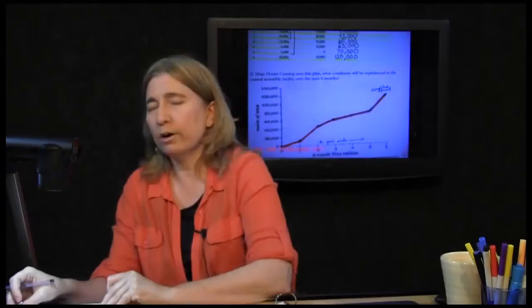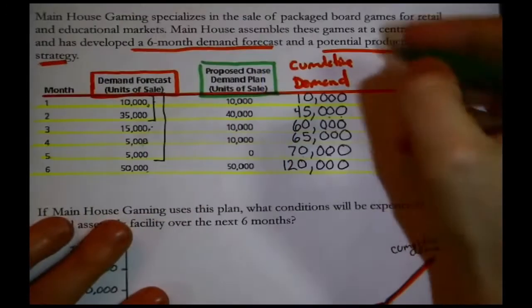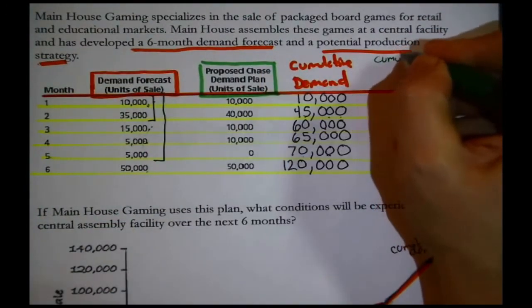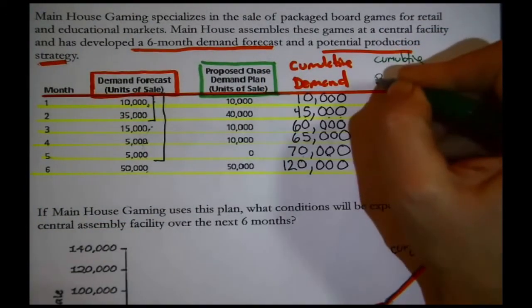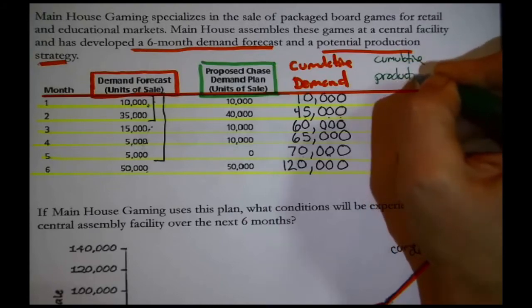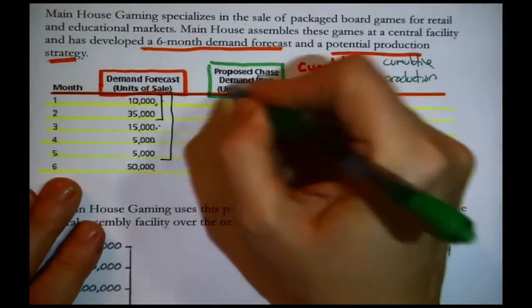Oh, all right. Now, I had said that this thing called charting, like we just did, is a good way to quickly assess the consequences of using some particular plan. Well, how so? Because we're only looking at demand right now. Now that we have drawn the cumulative demand curve, next step, draw the plan. Same thing. Cumulative production. This is a chase demand plan.